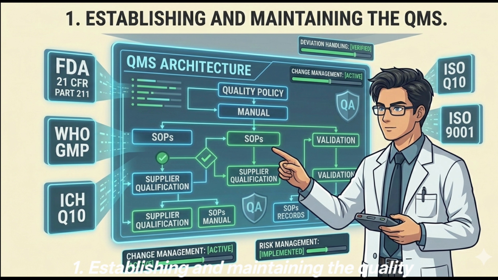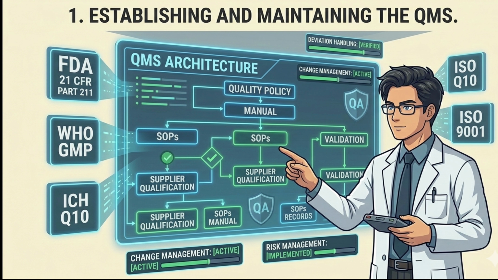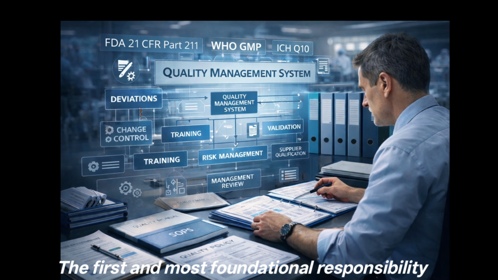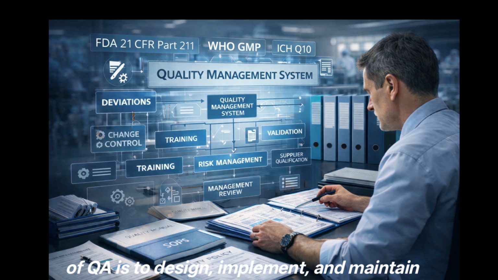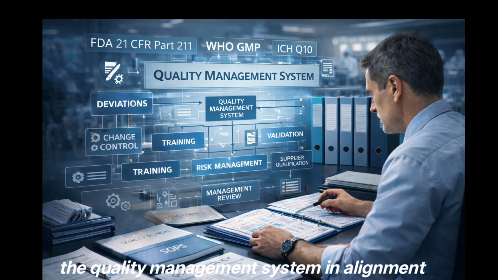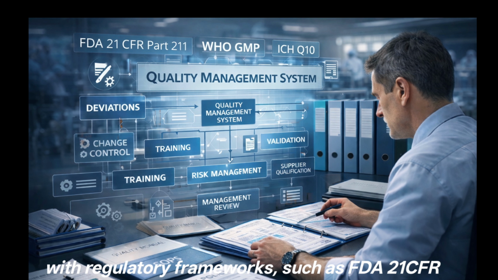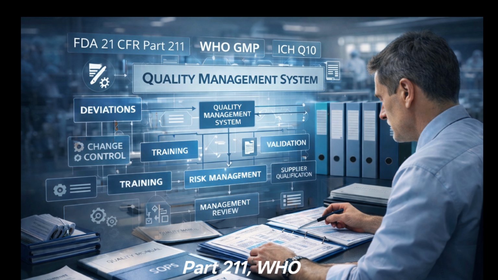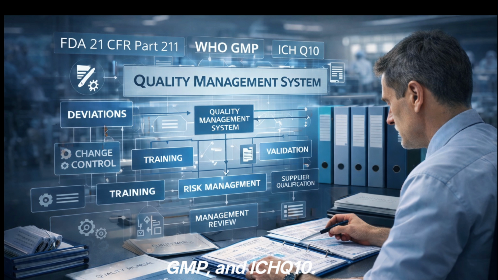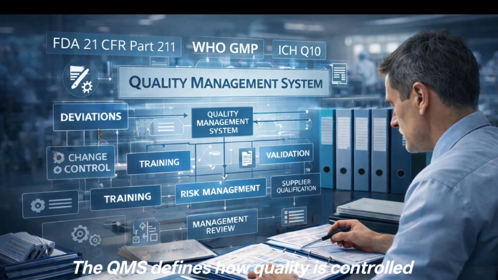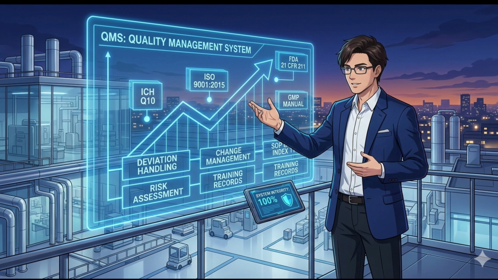1. Establishing and maintaining the quality management system, QMS. The first and most foundational responsibility of QA is to design, implement, and maintain the quality management system in alignment with regulatory frameworks such as FDA 21 CFR Part 211, WHO GMP, and ICH Q10. The QMS defines how quality is controlled across the entire organization.